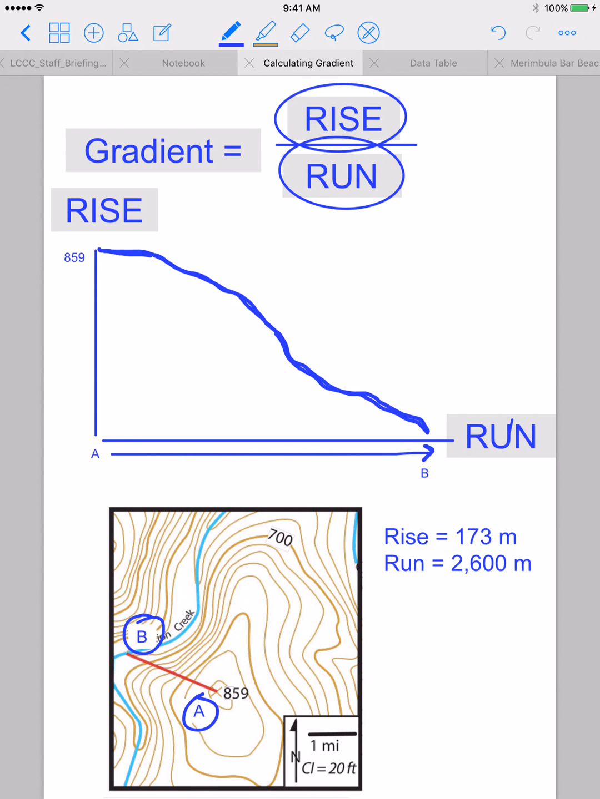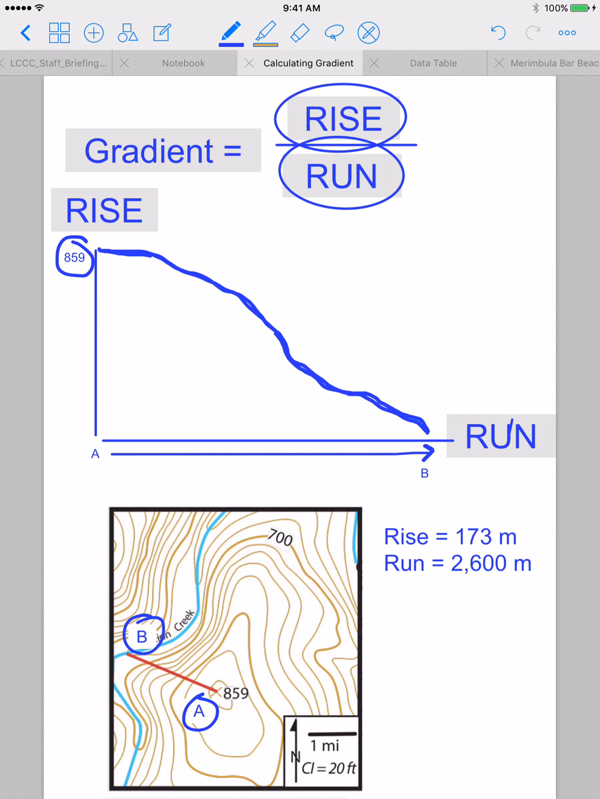We can see at A that the height of the land is 859 metres. And we can see that B ends at the creek. To calculate the rise, we need to work out the height difference between B and A. To do this, we use the contour lines.